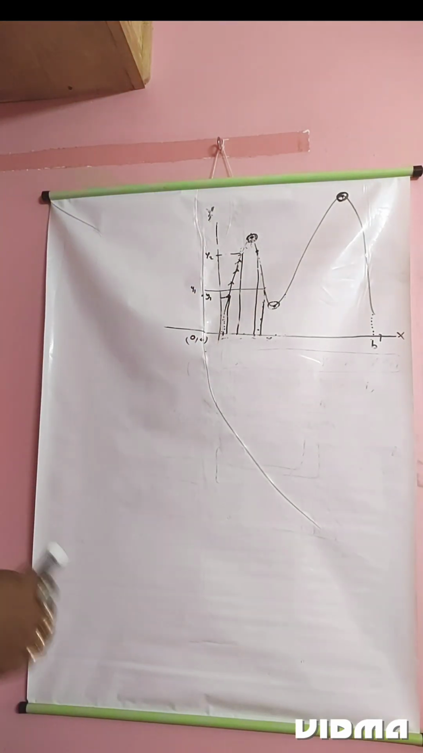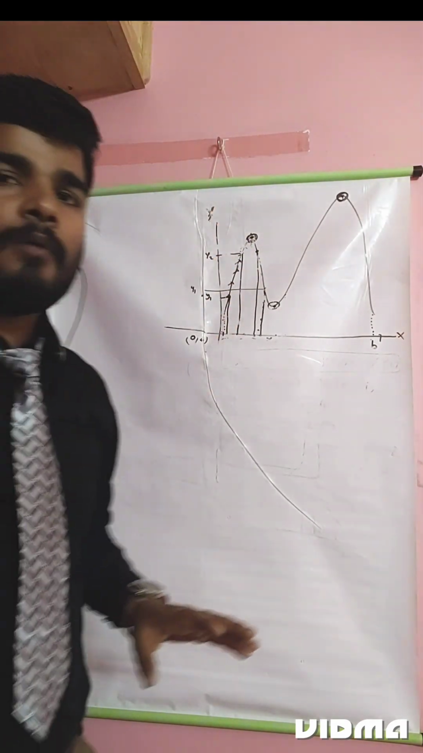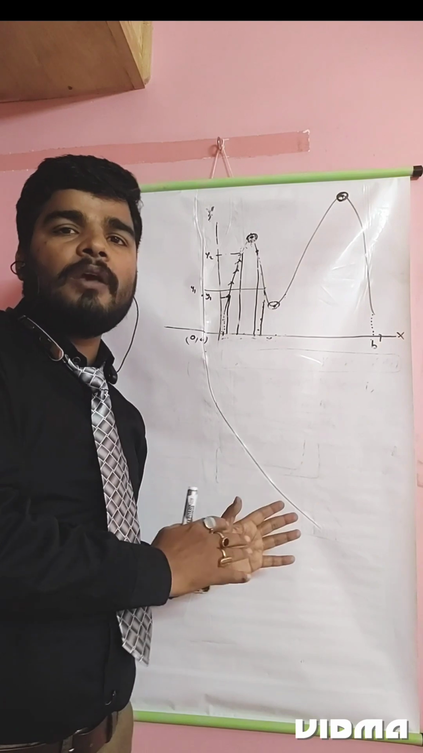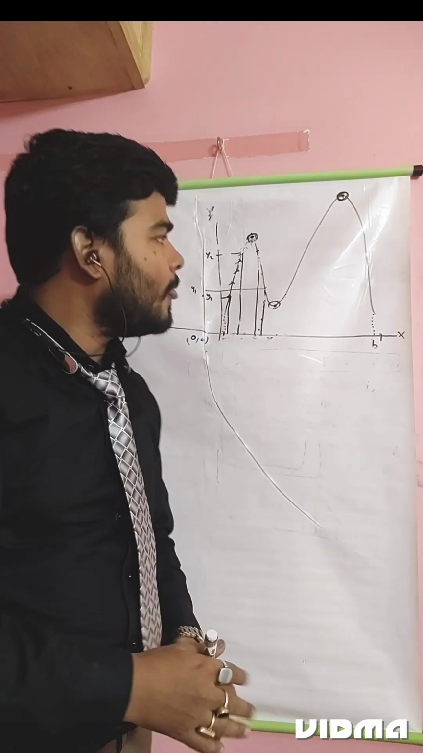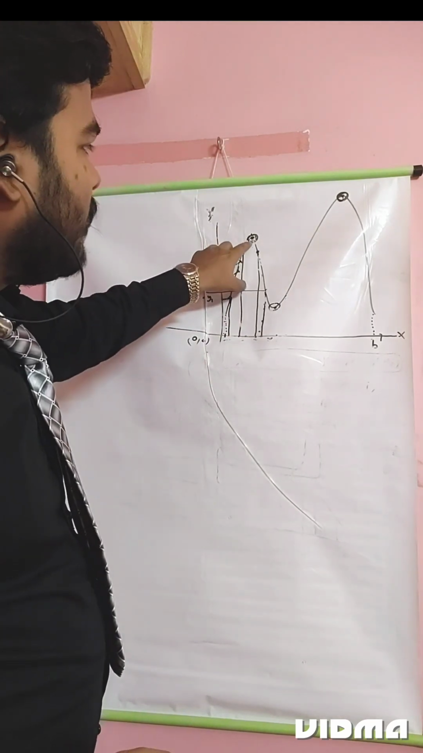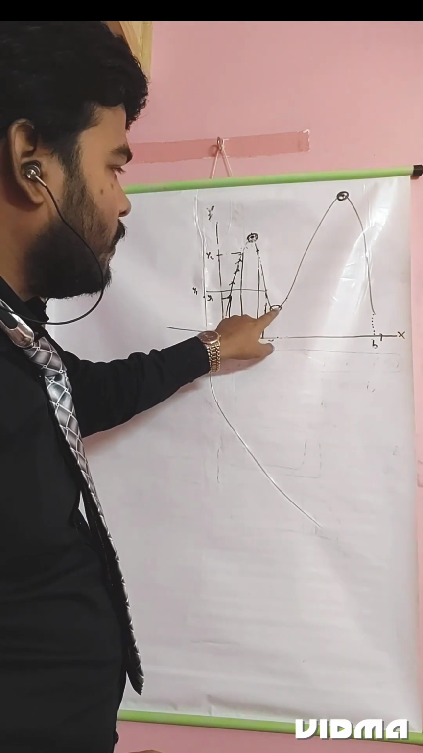We cannot say that the curve has an absolute maximum here. There are two types of maxima or minima. One is called local maxima and local minima, and another is absolute maxima and absolute minima. Such as this value is the maximum in comparison to this and this point.